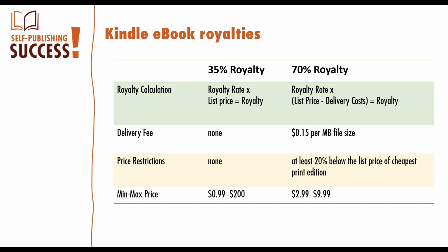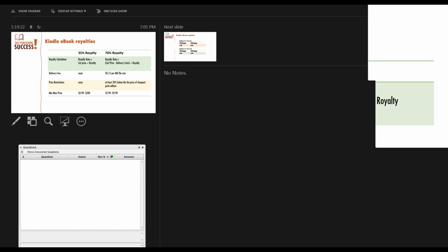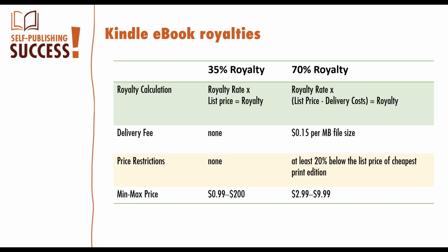And also price restrictions. You can price your ebook anywhere from 99 cents to $200 under the 35%. At 70%, you have to price your ebook between $2.99 and $9.99. Plus, it has to be 20% less than the cheapest print edition, say the paperback. It has to be at least 20% less than that price. So they have restrictions at the 70% rate.